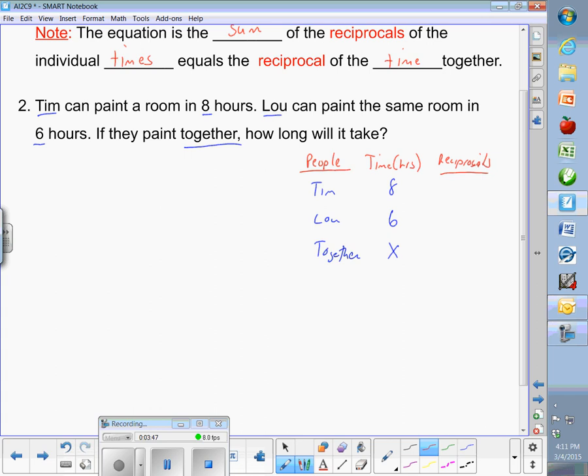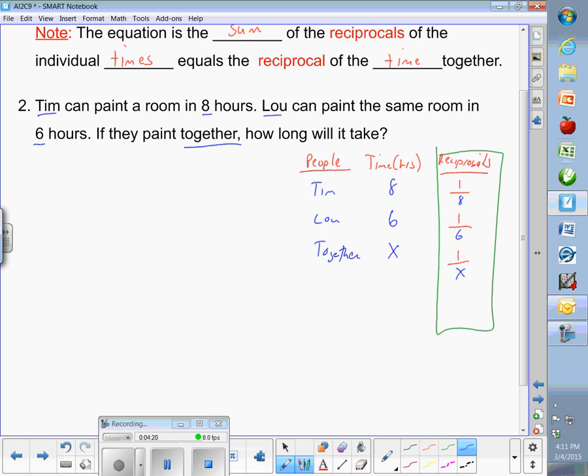Okay, reciprocals. Every reciprocal is a 1 over. And so you just take and do 1 over. 1 over Tim's time, 1 over 8. Lou, 1 over Lou's time, 1 over 6. And together, 1 over the together time, 1 over x. And so the sum of those reciprocals equals the reciprocal of the together time. So your equation is really right here.